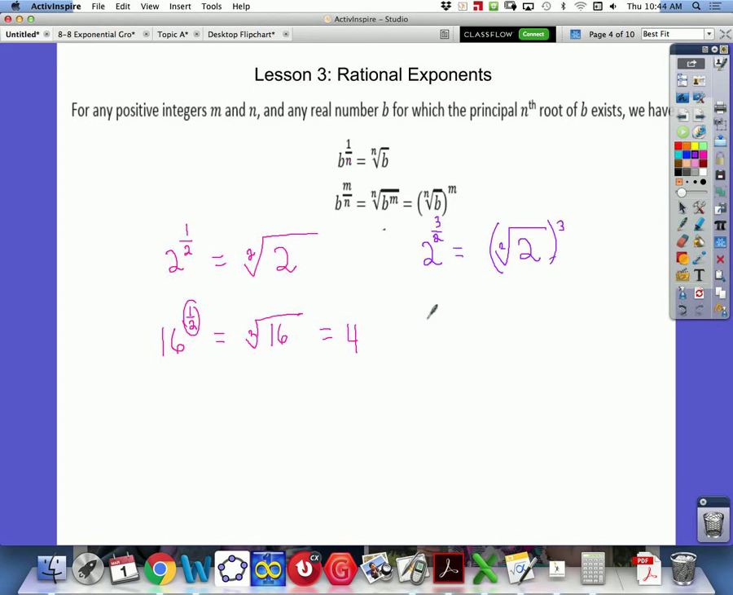If I did that on this one, 16 to the 3/2, that's saying the square root of 16, and then you're going to take that answer and cube it, or raise it to the 3rd power. So that's the first thing you need to be able to do. So let's look at some practice problems.